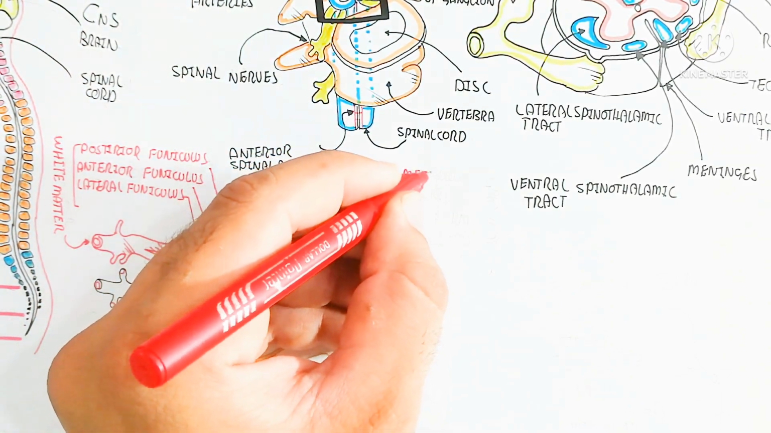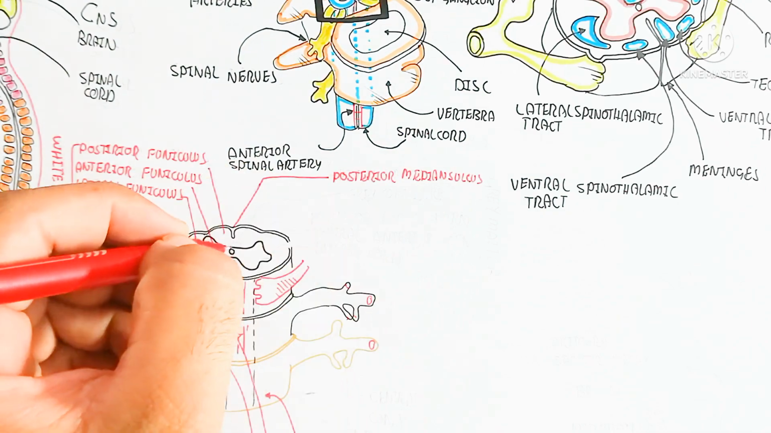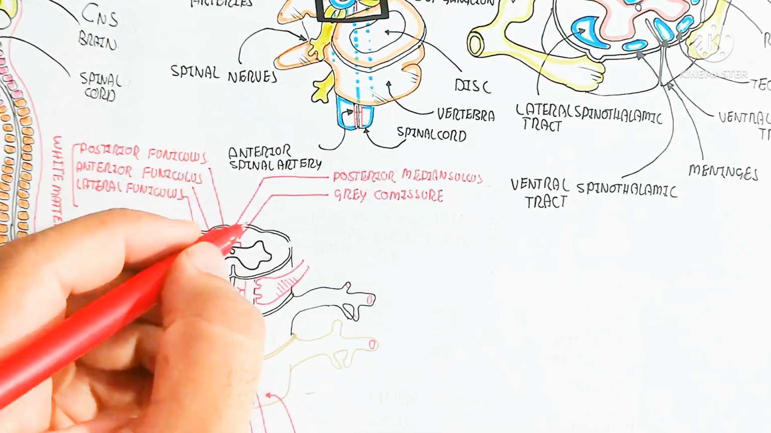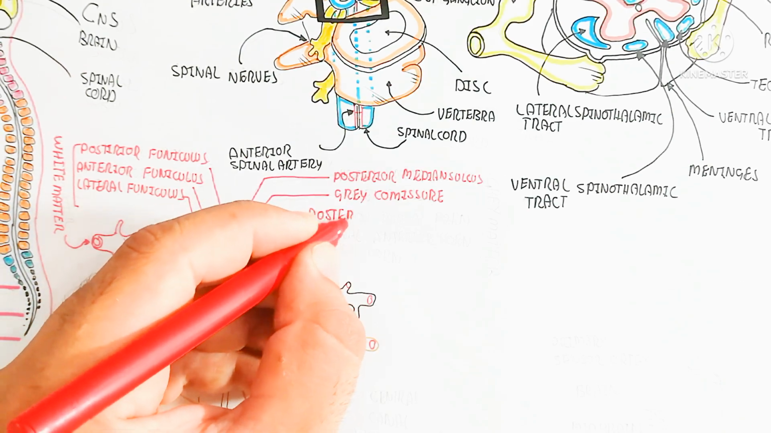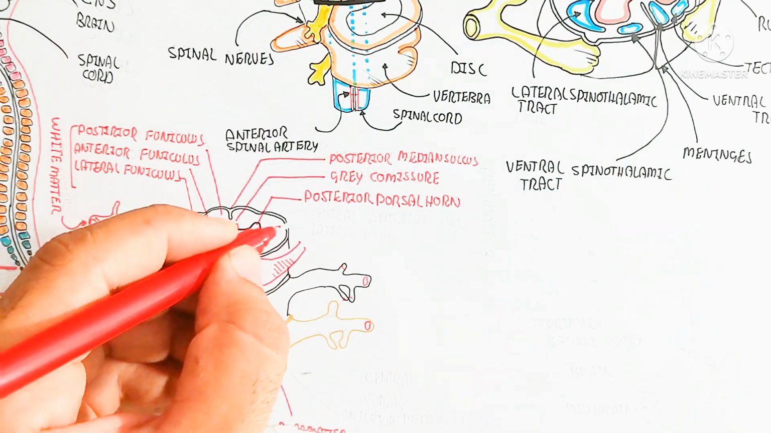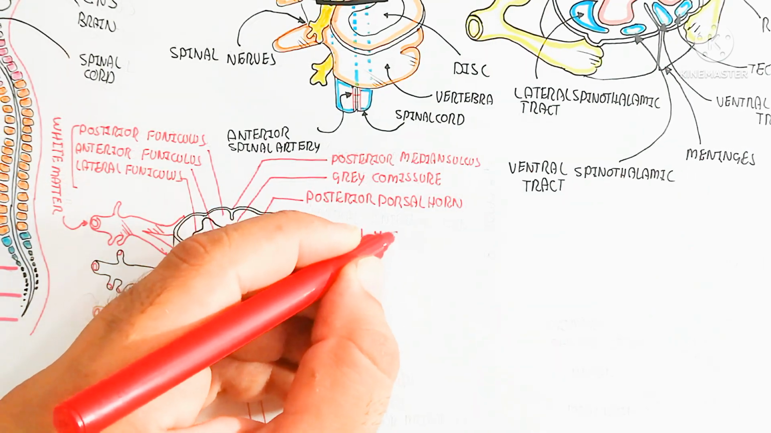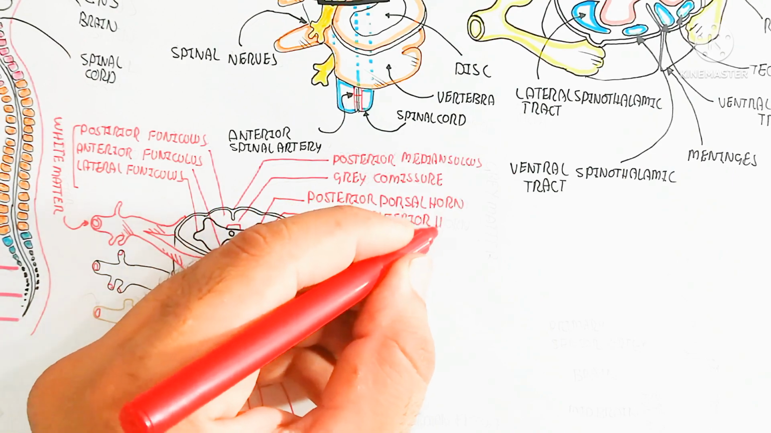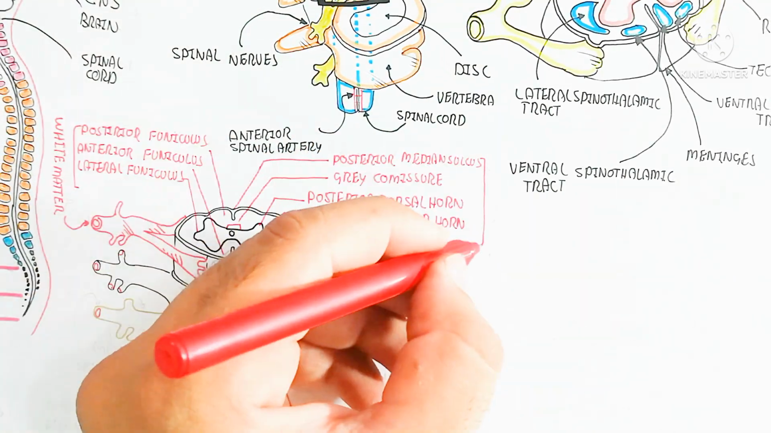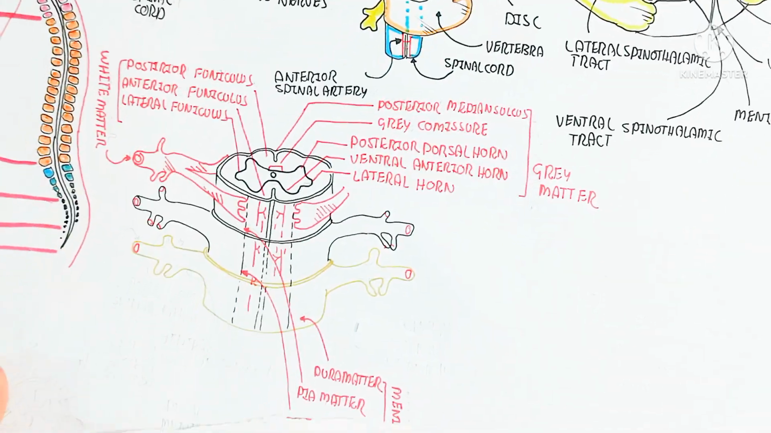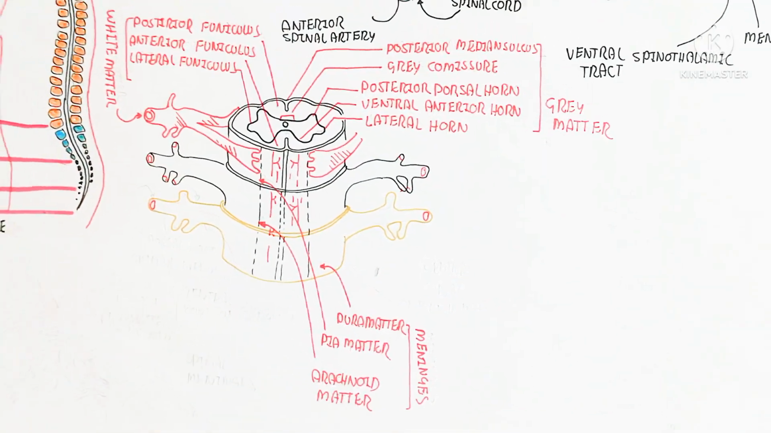On the other hand, in the gray matter the posterior median sulcus is present here, while the gray commissure is present here between the gray matter. And here are the posterior dorsal horn, the ventral anterior horn, and the lateral horn, which are parts of the gray matter.